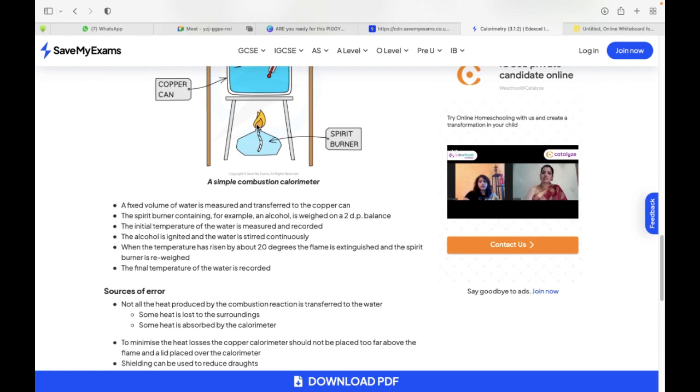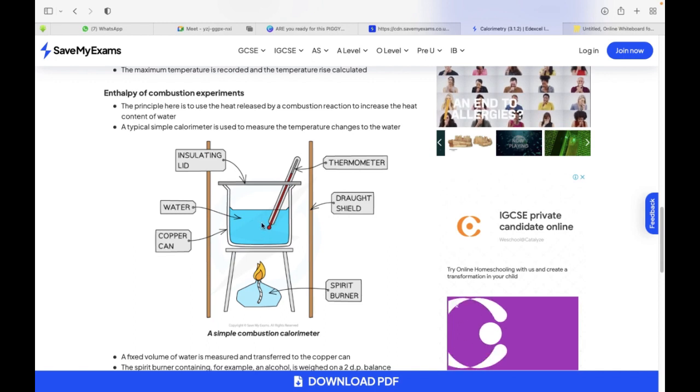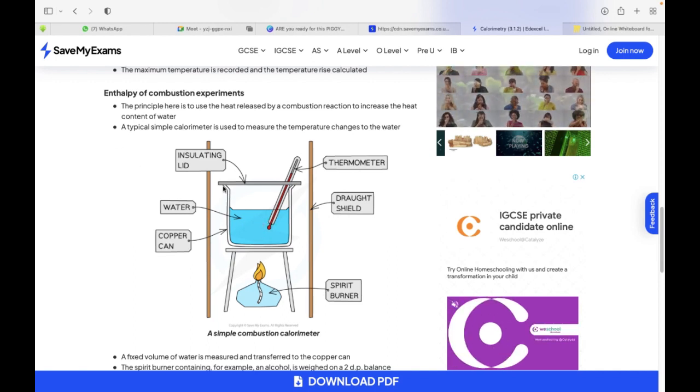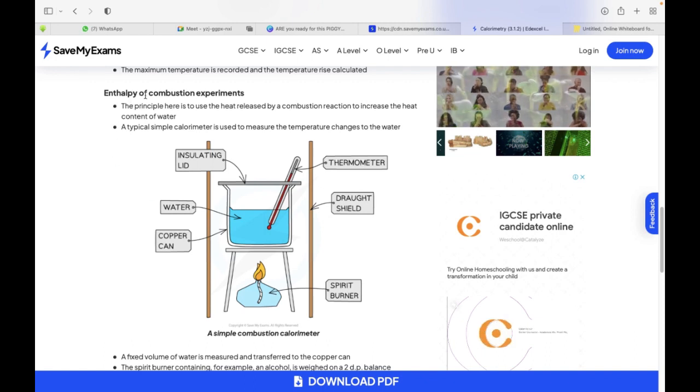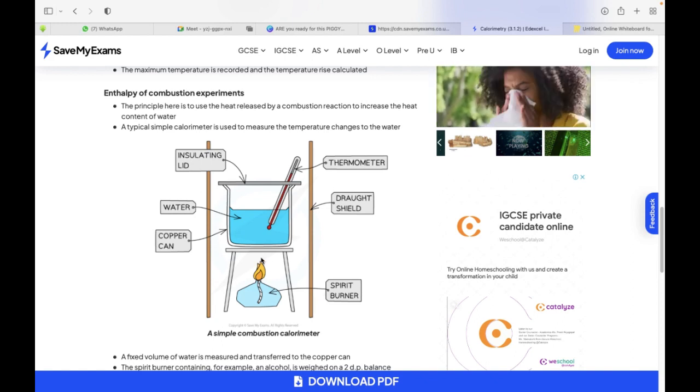So you may not be able to measure the exact, because the whole experiment is to measure the amount of heat energy that is transferred here. The amount of heat energy is what we call the enthalpy of combustion. The enthalpy is the energy, heat energy, like I said before. So the whole essence of the experiment is to measure the heat energy that was supplied to this water.